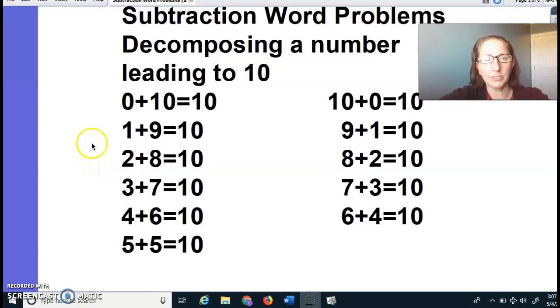Today we are going to talk about subtraction word problems. Today we are going to learn a strategy called decomposing a number leading to 10. Now, decomposing means just to break down a number leading to 10, which is your combinations of 10.